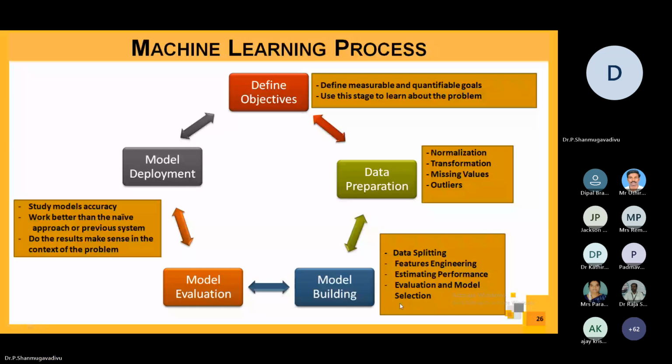So now this model building is about selecting one best model and making the model solve the problem. Then we evaluate the model, and if the model is performing well, good, and if the evaluation fails, then we have to start from the first one. After that, model deployment, we can deploy it for future use. So define objective, data preparation, model building, model evaluation, model deployment. Again, go for defining the objectives.